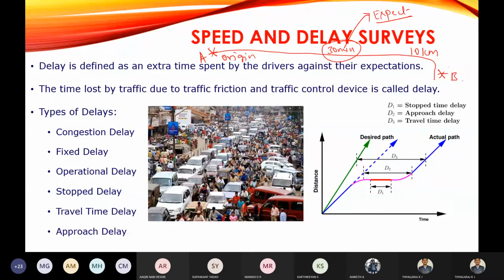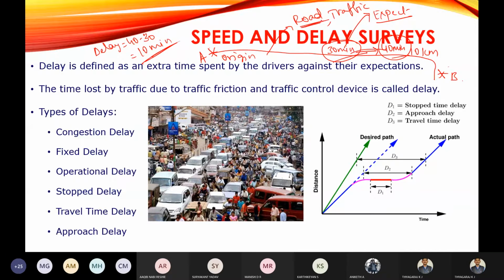This is your expectation. But because of road condition, that is, because of the road or traffic condition, the time is increased to 40 minutes. What is the extra time? So delay is equal to 40 minus 30. The actual time minus the expected time, that we are going to call delay. So 10 minutes will be the delay. Why? Because of the road condition.